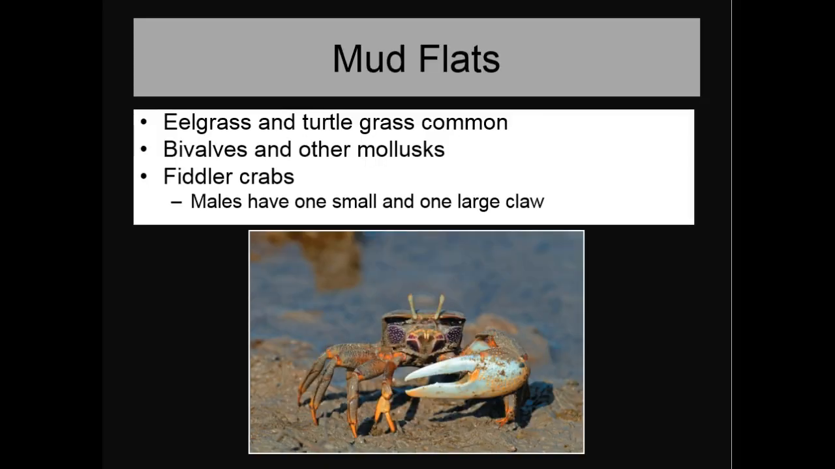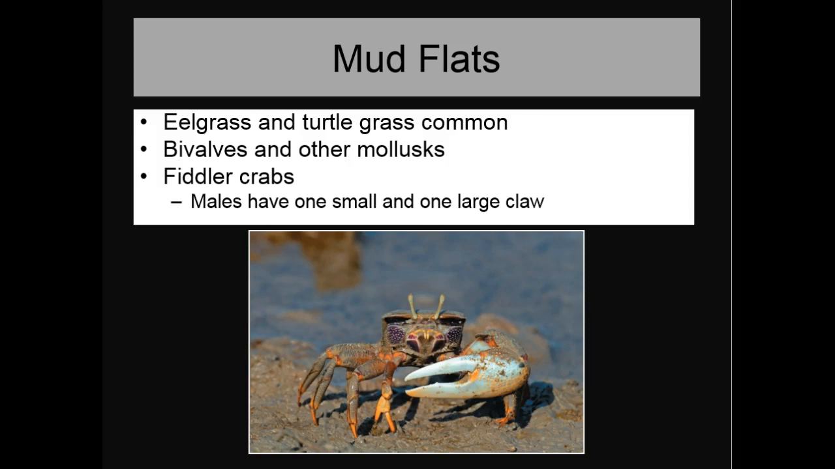Now, just real quick about our mud flats. Our mud flats are zones where there's very little water movement. You would find mud flats down in the Gulf of Mexico, and quite a bit in the tropics. These are areas where you don't have strong tides. You do have a lot of eelgrass and turtle grass, so you have these long grasses that are growing, photosynthesizing.